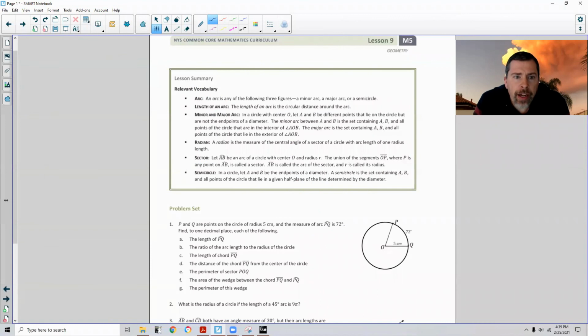Okay, page 5 brings us to the end of lesson 9. Review the lesson summary, relevant vocabulary, review your new formulas, arc length and sector area, and go do your problem set.